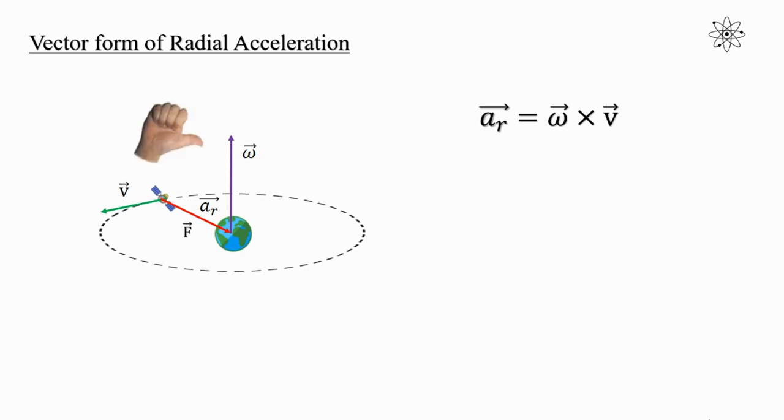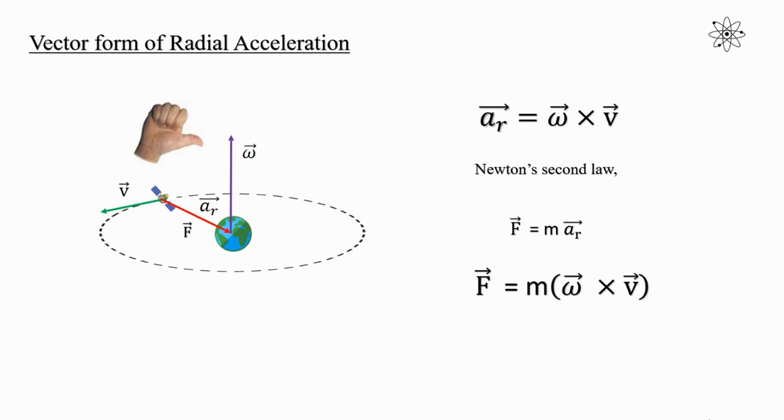Now, curl your right hand fingers from the vector omega to the velocity vector. The outstretched thumb gives you the direction of the acceleration, that is, the centripetal acceleration. According to Newton's second law, force is equal to mass into acceleration. This acceleration is a centripetal acceleration or radial acceleration. So let's substitute the value of the radial acceleration. Therefore, vector F is equal to m into omega bar cross v bar.